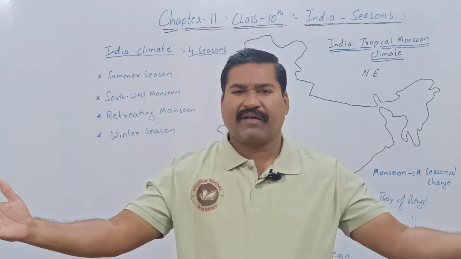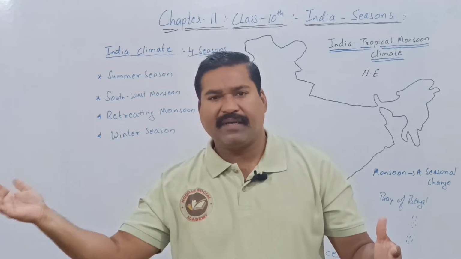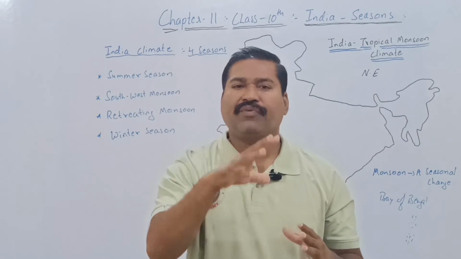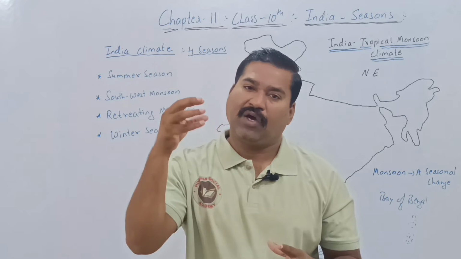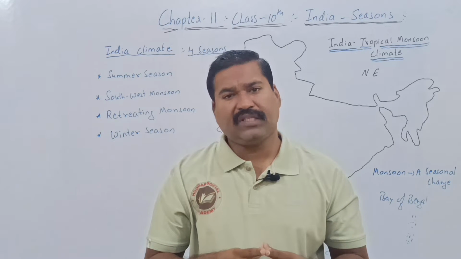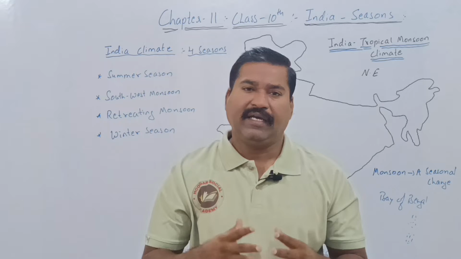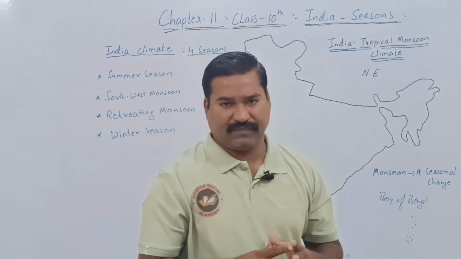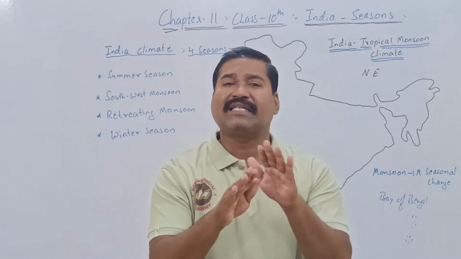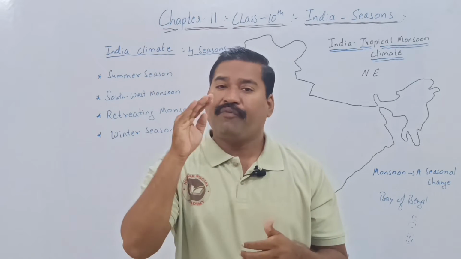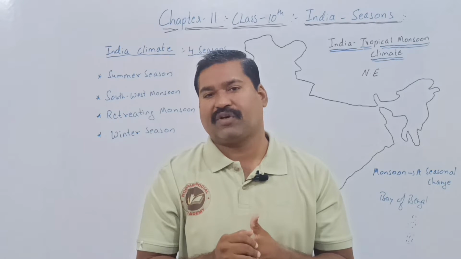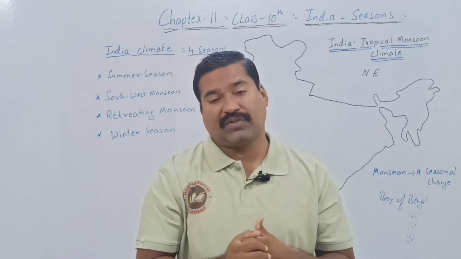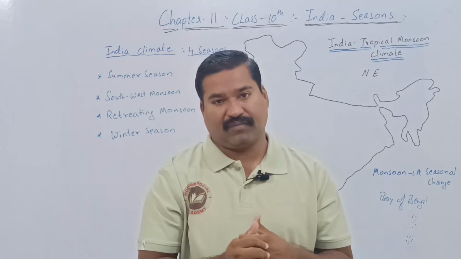Moreover, we have the water bodies, the Arabian Sea, Indian Ocean, and Bay of Bengal, which also have a lot of influence on our monsoon. Now what is this monsoon? Monsoon is nothing but a seasonal change. We have four different types of monsoons, but the characteristics of our monsoon we see in two parts.